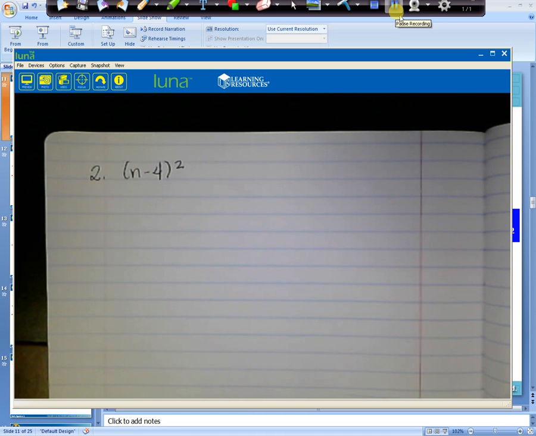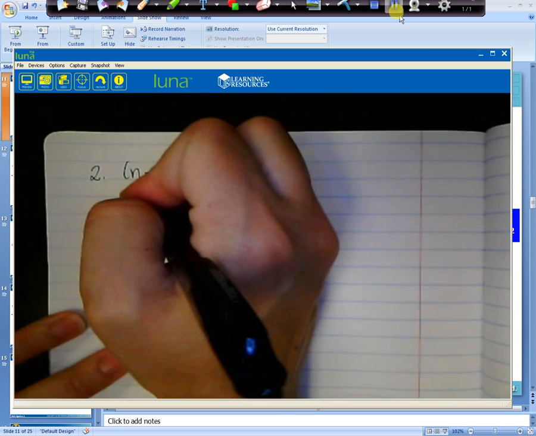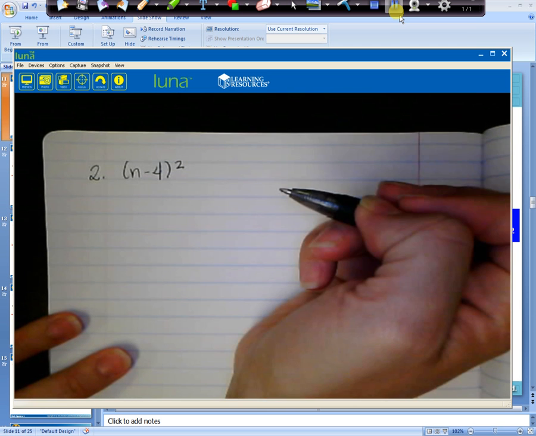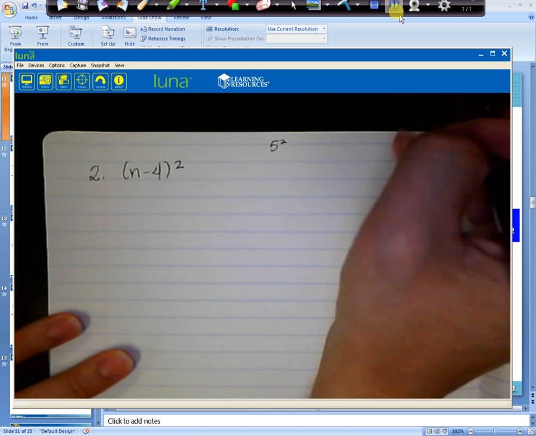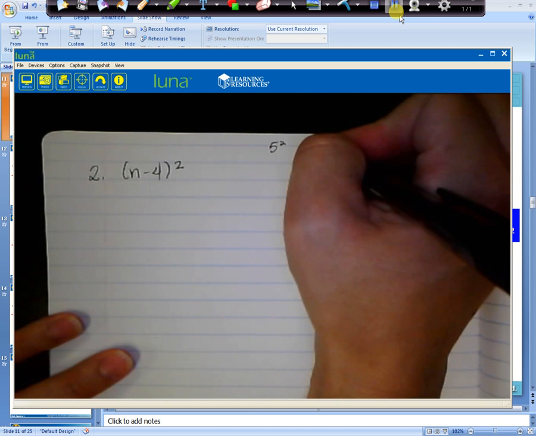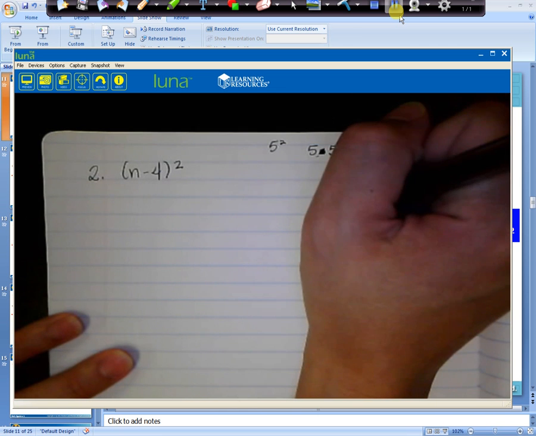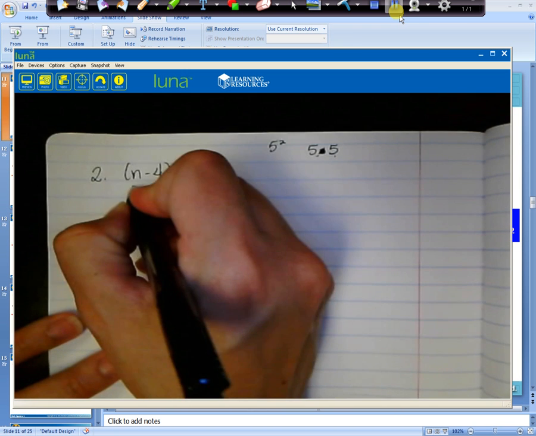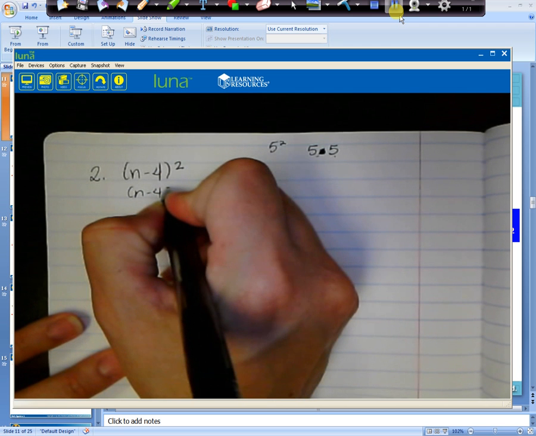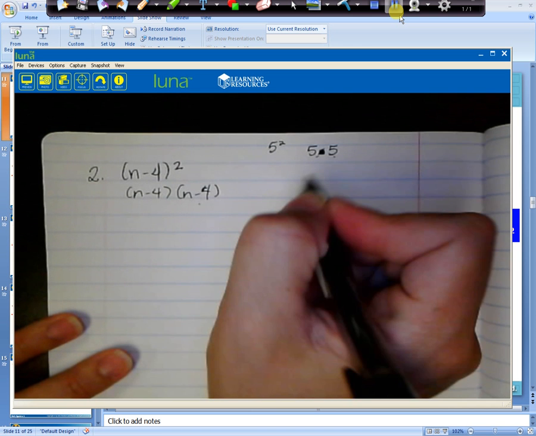Okay, let's look at number 2. Go ahead and get this down. It is n minus 4 squared. If you're wondering why I'm having you rewrite the problem and write what's in parentheses 2 times, think about if you had the problem and it was 5 squared. When we ask you what 5 squared is, you say, well, it's 5 times 5. So 5 times 5, you wrote it 2 times. So that's all we're asking you to do with what's in parentheses. Because it's squared, you're writing it n minus 4 times n minus 4. And we're having you write it out 2 times, just like you did if it was 5 squared.